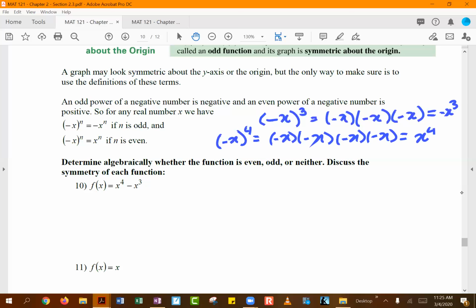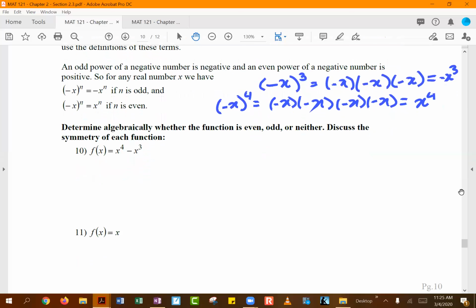You can see these are the same values we used here. So for number 10, if you take your function and replace all the x values with negative x, that will make it negative x in parentheses to the fourth power, minus, and then again negative x in parentheses to the third power. So wherever you see an x, replace it with negative x. This negative is staying as it is, from the function itself.